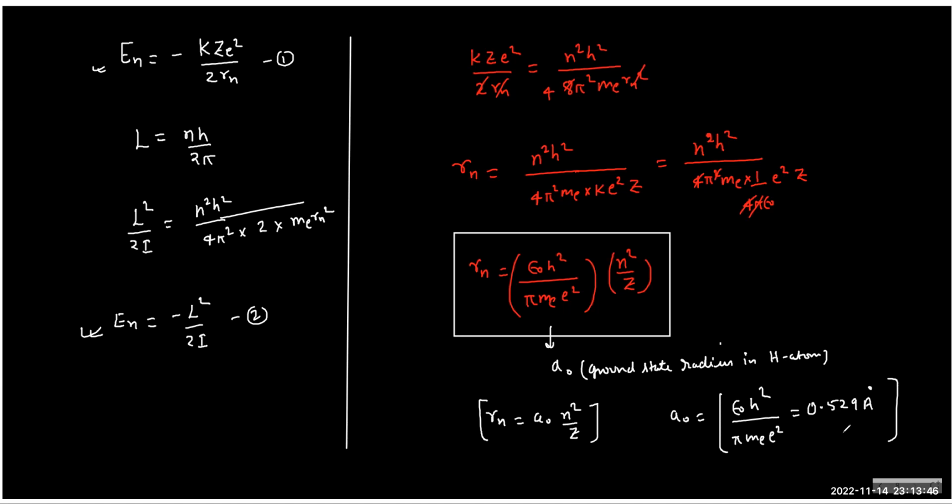So you got the radius. Can you get the energy quickly? You're free to substitute Rn in either equation 1 or equation 2. I would prefer 1, because we have to substitute Rn. In 2, the problem is I have to substitute Rn square.